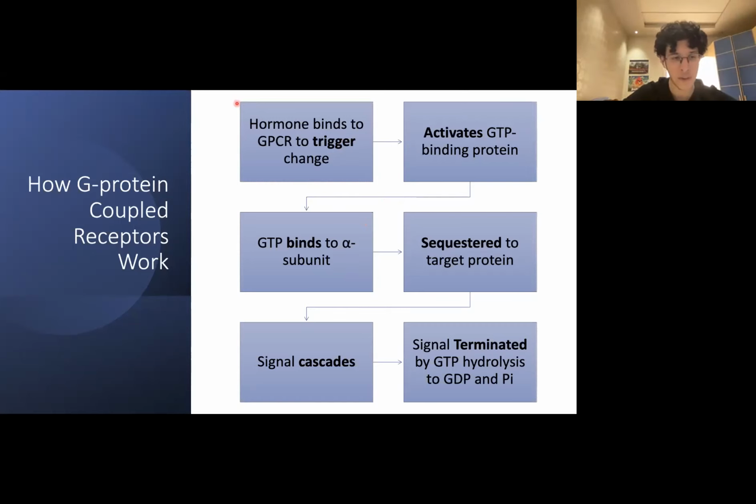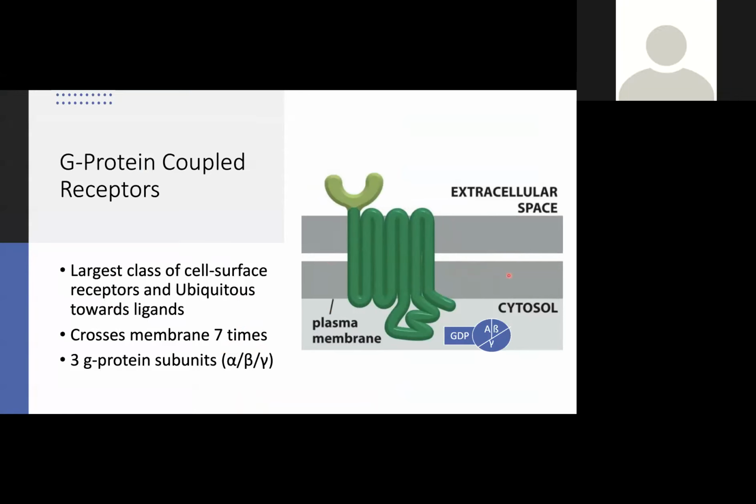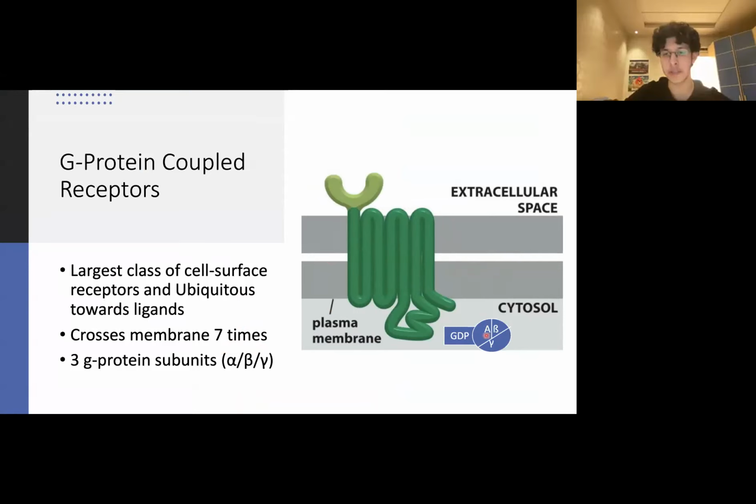GPCRs are the ones that have these 7 transmembrane receptors. This was actually a detail that was asked about previously, so I really would suggest remembering at least that 7 part. What is sequestered? The alpha subunit and GTP. So basically the alpha subunit will break off from this molecule along with GTP and be sequestered to the target protein. Is there anything else that doesn't make sense?